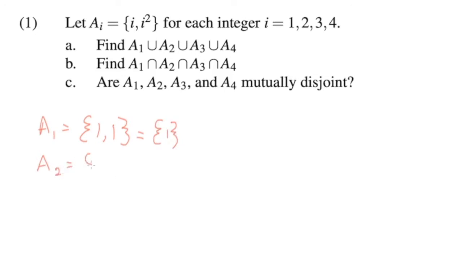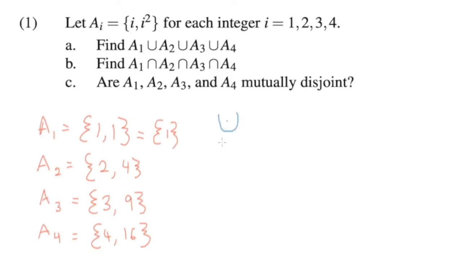A2 is the set containing i, which is 2, and i squared, which is 4. A3 is the set containing i, which is 3, and i squared, which is 9. And then finally A4, which would be 4 and 16. Okay? Now, the first thing we want to do is find the union. Another way of writing this would be using the big union sign. We've seen that a couple of times. The union from i equals 1 to 4 of Ai.